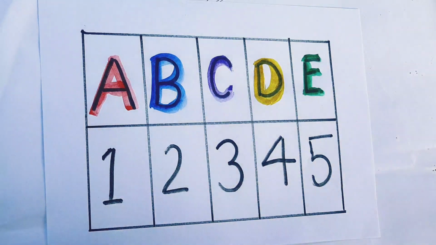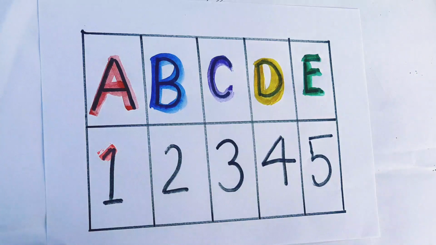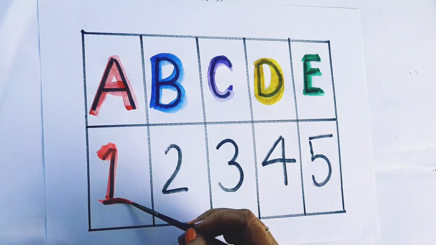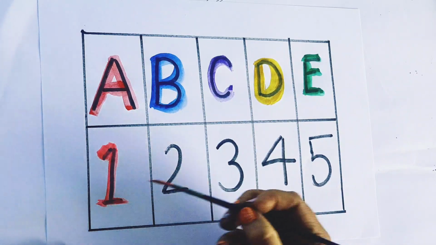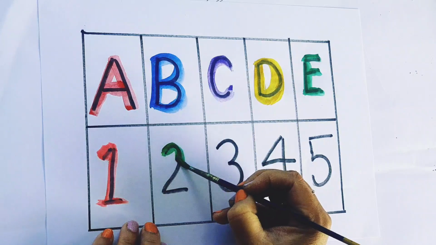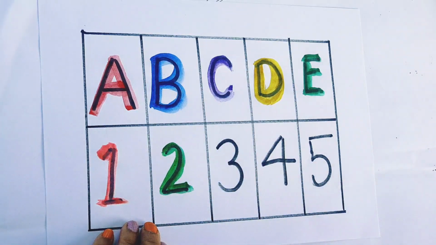Now time to color numbers. Let's start. Pink color. Number 1. O-N-E 1. Green color. Number 2. T-W-O 2.